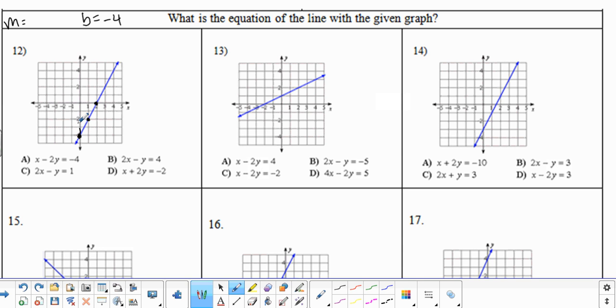I'm going to draw a triangle. It goes up and over, so it goes up 1, 2. That's a positive 2, goes to the right 1. So rise over run, 2 over 1. And that simplifies to 2. So the equation of this line is y equals 2x. That's a -4, so that's going to be -4. Now what I'm going to do is take each answer choice and convert it from standard form to slope-intercept form and see which one matches this.